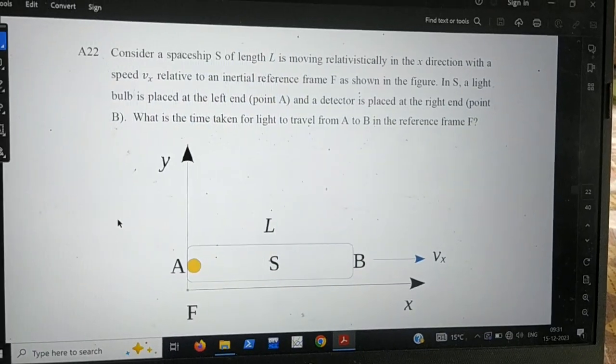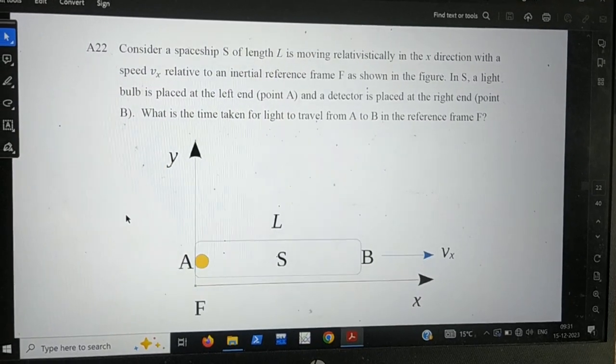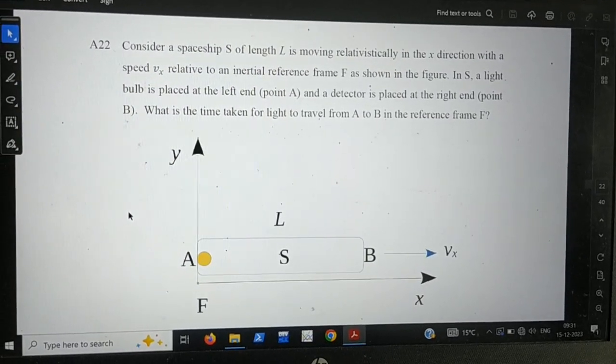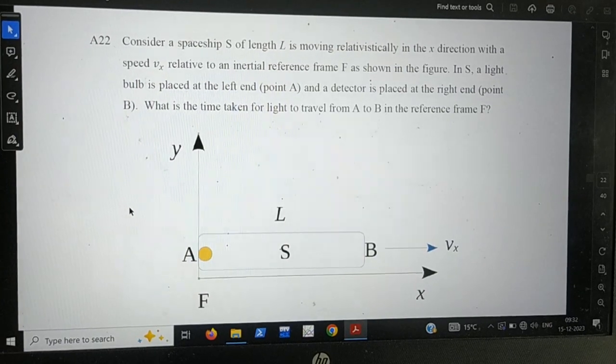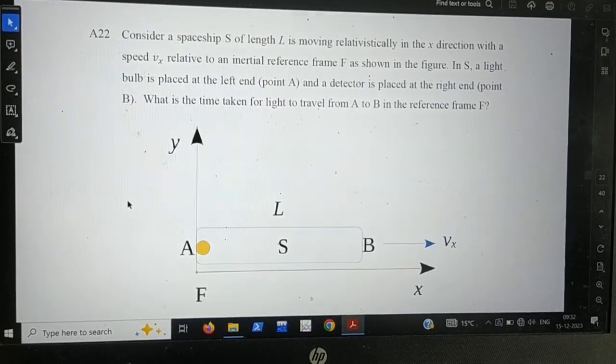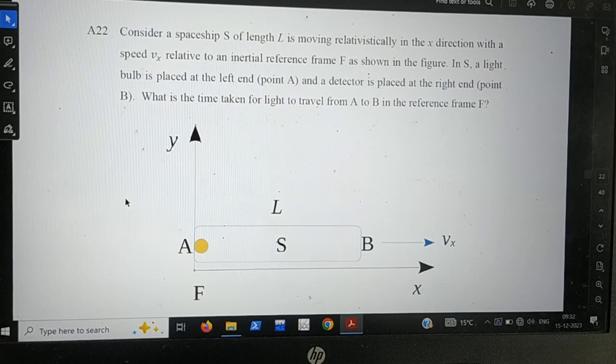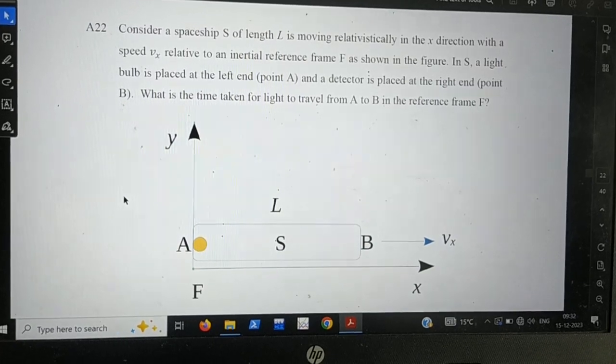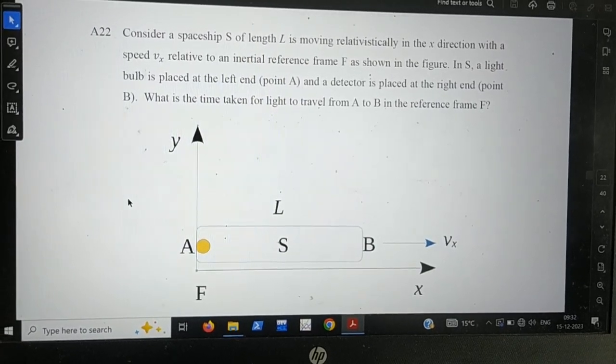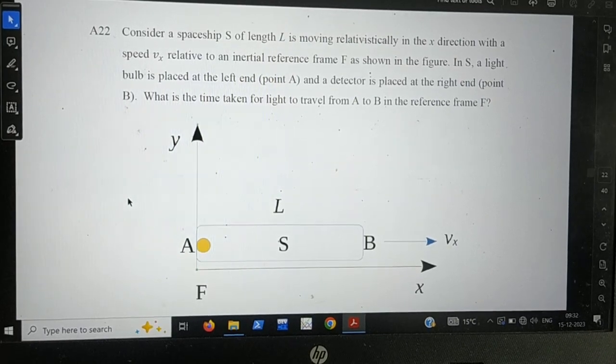Consider a spaceship S of length L moving relativistically in the x direction with a speed Vx relative to the inertial reference frame F, as shown in the figure. In S, a light bulb is placed at the left end and the detector is placed at the right end point. What is the time taken for light to travel from A to B?